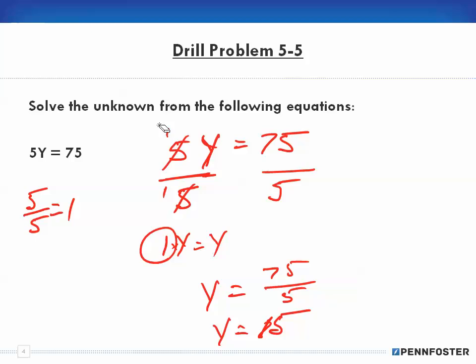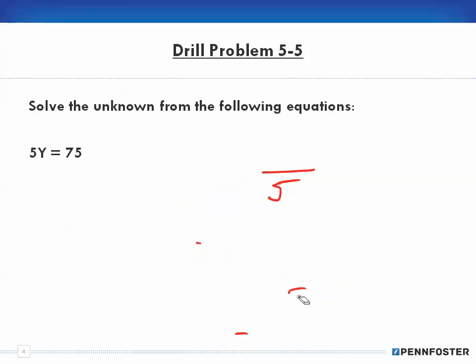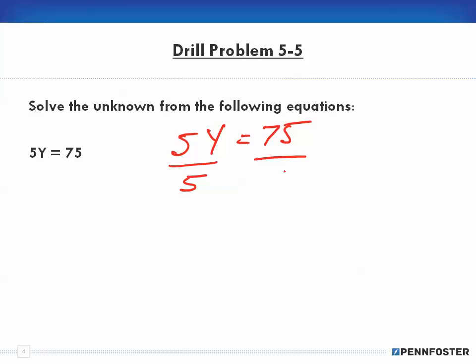Let me go over that again. I hope you understood that concept. If not, feel free to call and speak with an instructor. So I have 5y is equal to 75. What I do on the left, I want to do on the right. Since I'm multiplying here, I want to divide by whatever that constant is. So 5 can go into 5 once, that reduces to 1 over 1, so I'm left with y is equal to 75 over 5, and that ends up being y is equal to 15.